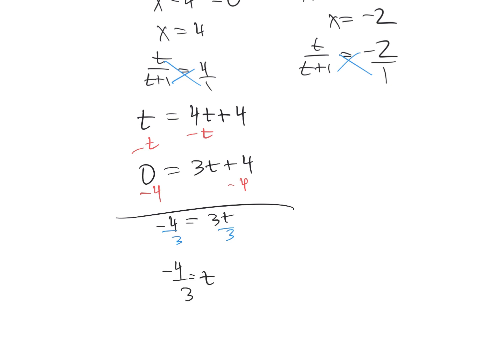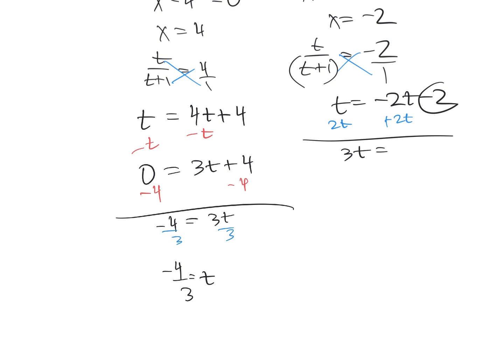Over here we have t times 1 is t, and negative 2t minus 2. Don't forget you're distributing through those. So let's add 2t to the left. That'll make it a little bit faster. That's 3t equals, don't forget the minus sign, negative 2. Divide off the 3, t equals negative 2/3. So negative 4/3 and negative 2/3.